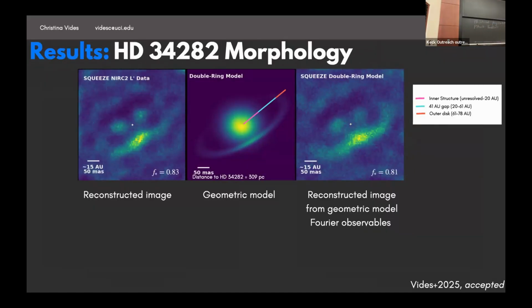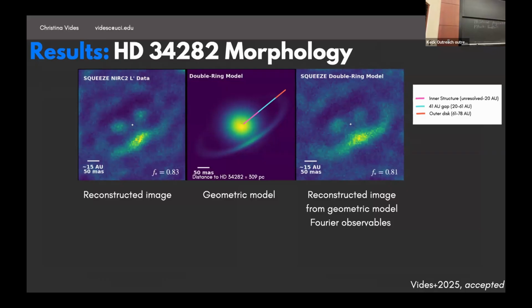We imaged HD 34282, NERC2. Here we're showing the reconstructed image from the data Fourier observables. We also fit geometric models to our data in Fourier space, and we take the best-fit Fourier observables and use those to reconstruct an image, because we want to check that the geometric model can visually reproduce the reconstructed image.